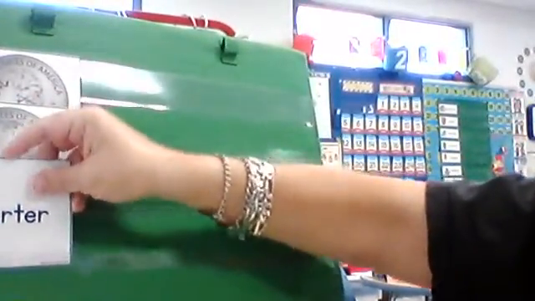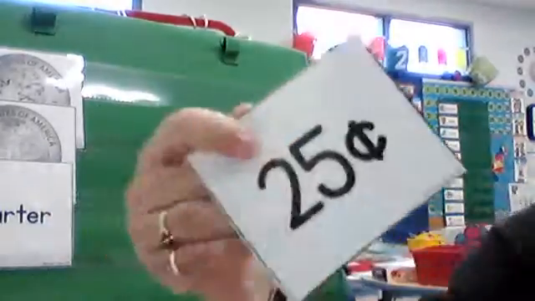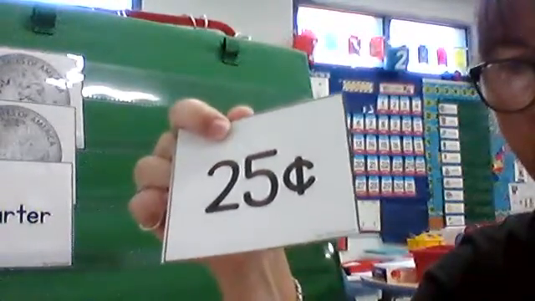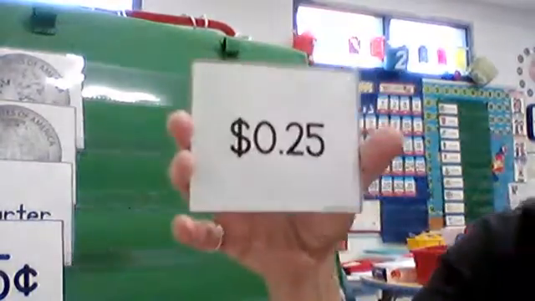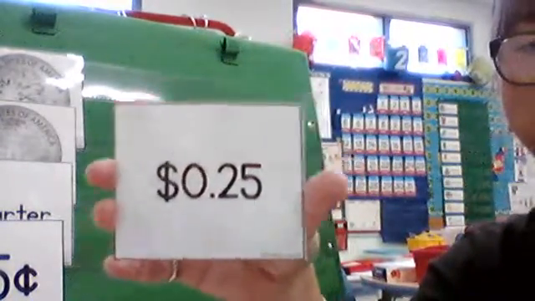What is our value? The value is 25 cents. We've done that before. What percentage is it of a dollar? Well, it's 1/4 of a dollar. If you have 4 quarters, you have a dollar. So that's another way that it looks to express how much it is in terms of money.